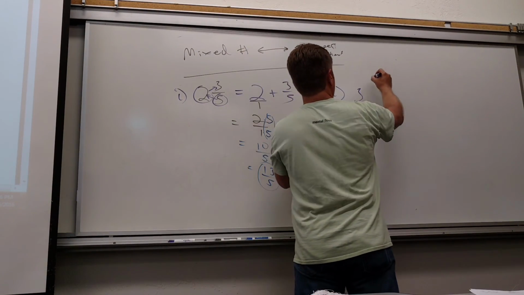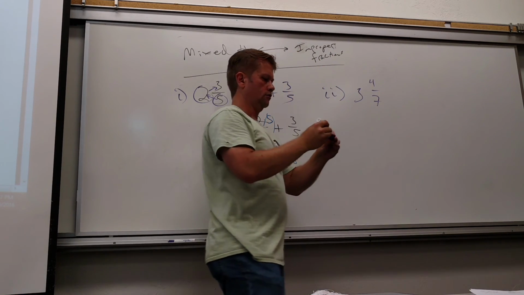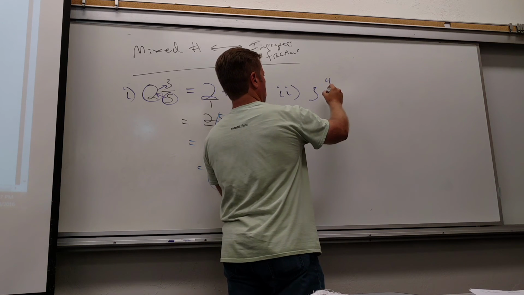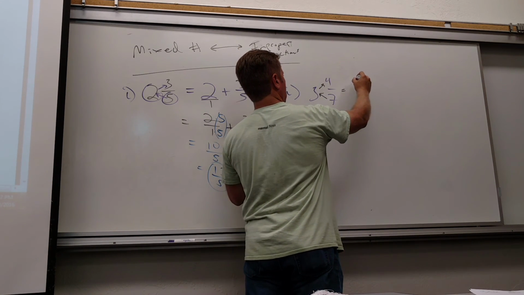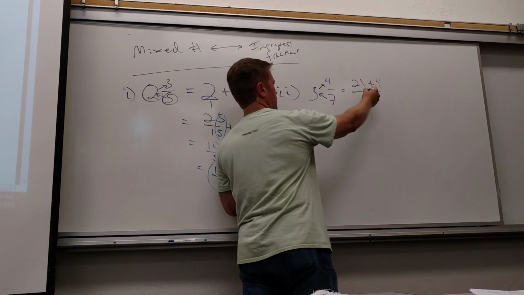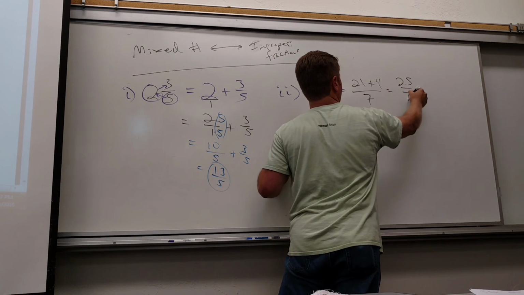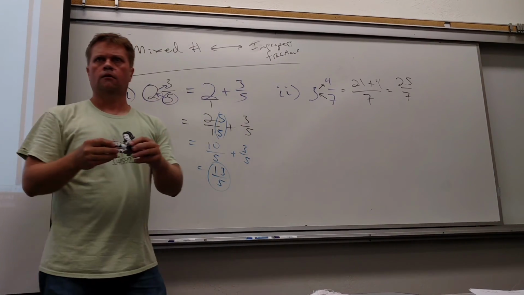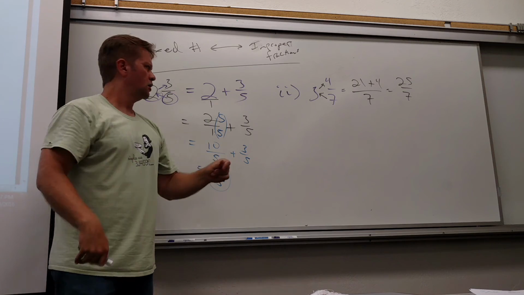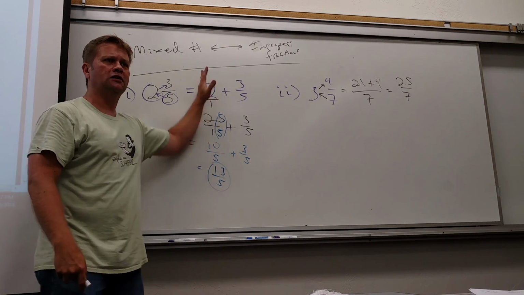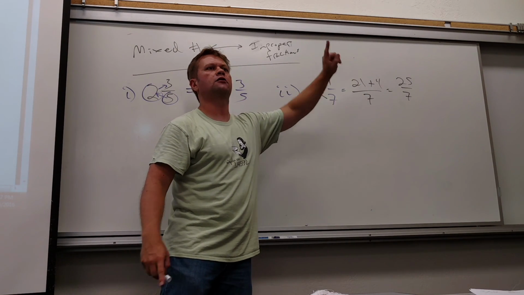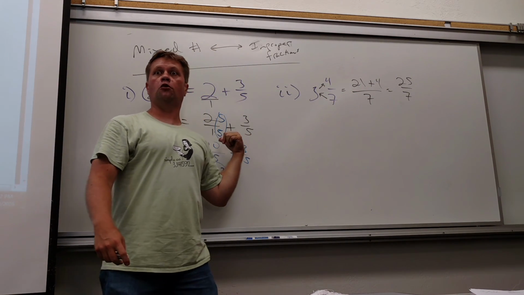If I had 3 and 4/7, how do I make that into an improper fraction? Yeah, 21 plus 4 over 7. 25/7. So totally, please, dear God, I hate it when somebody comes back and says, "You said we had to do it." No, I never said you had to do this. This is why that works. Now do that, but at least now know why it works.